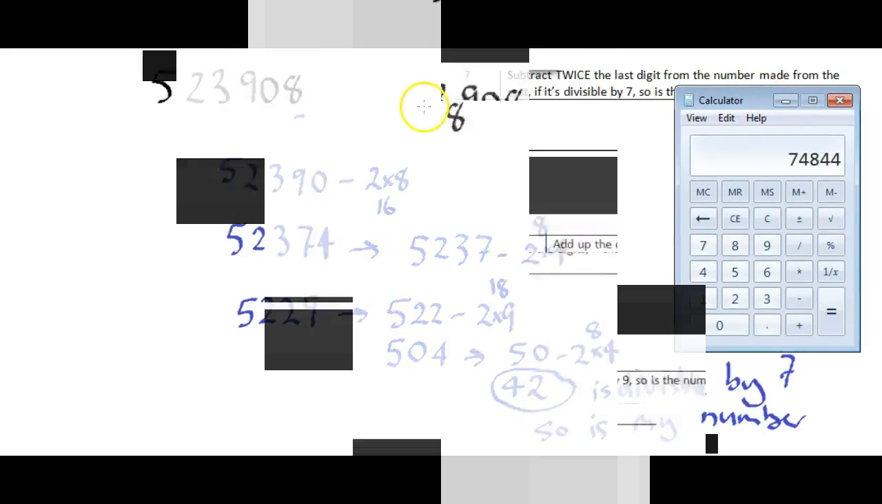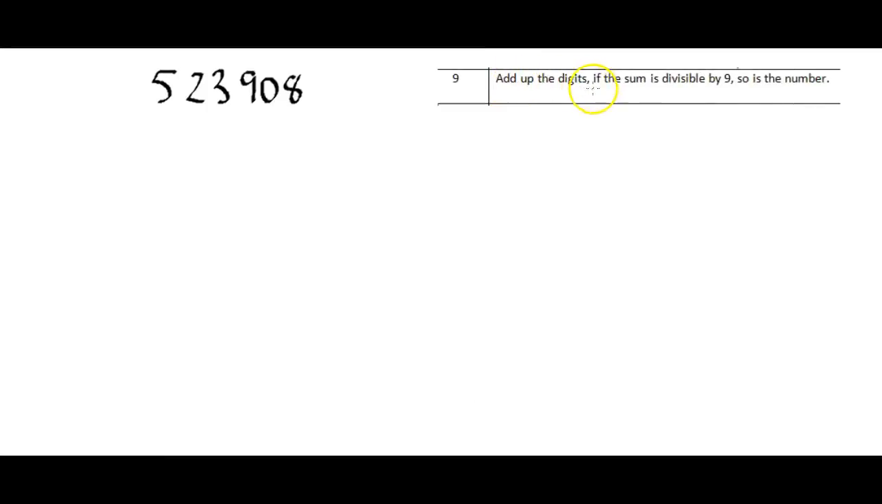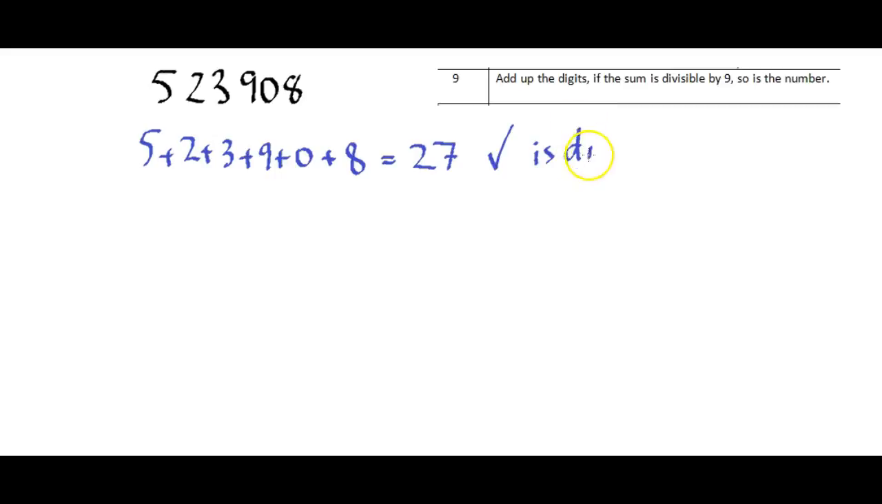Okay, nearly there. Now let's test for 9. This time we add up the digits. If the sum is divisible by 9, so is the number. So if I add these digits, we're going to get 5 plus 2 plus 3 plus 9 plus 0 plus 8. I have 10, 19, 19, 27. Now 27 is one of the multiples of 9. So yep, my number is divisible by 9. Remember, you could add those two together and you could see that yourself.